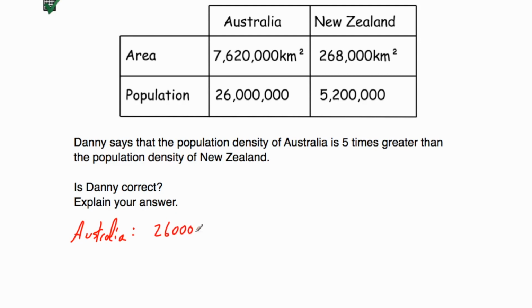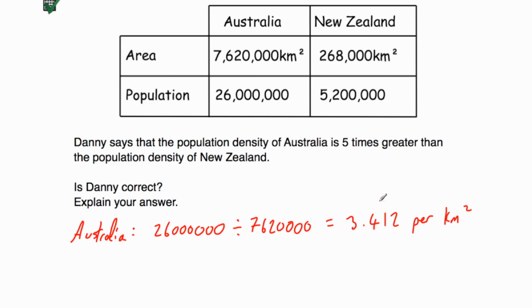And we're going to divide that by the area, which is 7,620,000 square kilometres, and that will give us our population density of Australia. And that's equal to 3.412 people per square kilometre. So if we were to share out the population equally amongst each of those square kilometres, there'd be 3.412 people per square kilometre. So that's the population density of Australia.